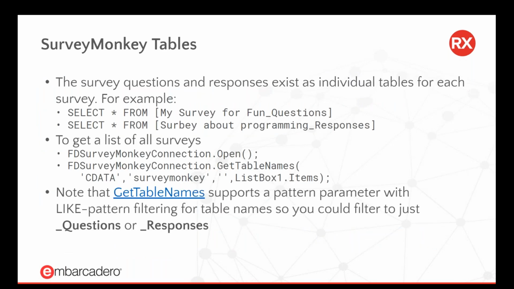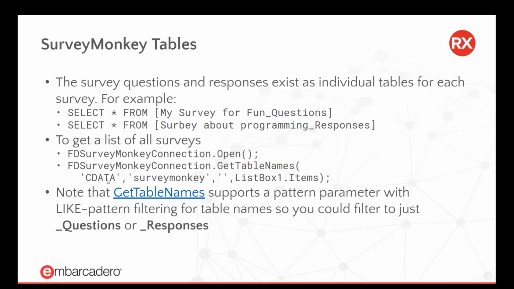So here's an example of how you would query all the questions from your survey. Select star from My Survey for Fun_questions, and the same for responses. Select star from that. That should be a V. I was like, what in the world is that? Survey about programming responses. To get a list of all the surveys, you would just call get table names.